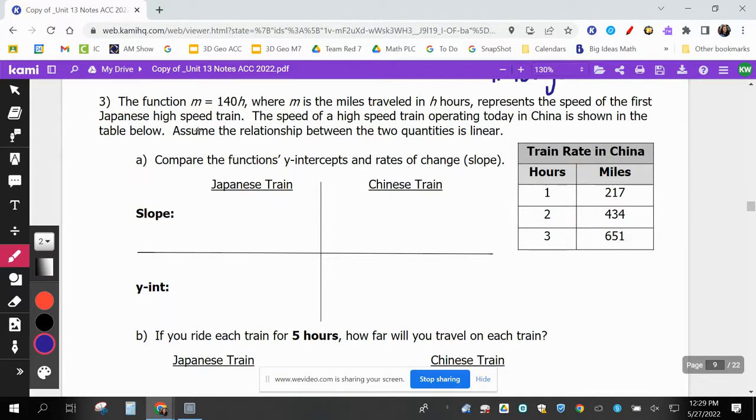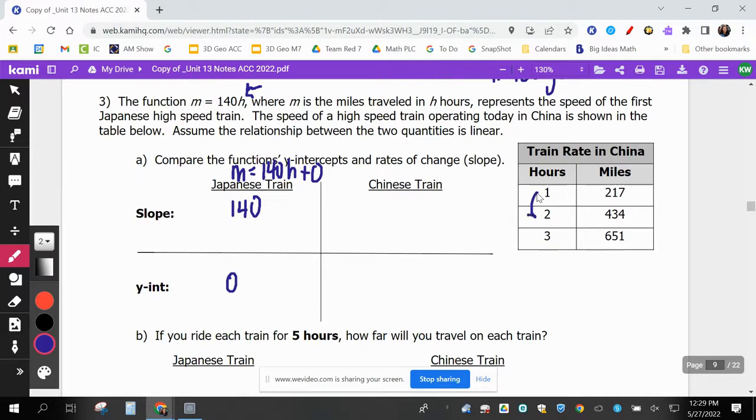So for the Japanese train, we were told this equation right here, which is miles is 140 per hour. The slope here is the coefficient of the h, so the slope here is 140 miles per hour. The y-intercept is whatever is added onto the equation. In this case, nothing is added on, or it is 0, so the y-intercept is 0.